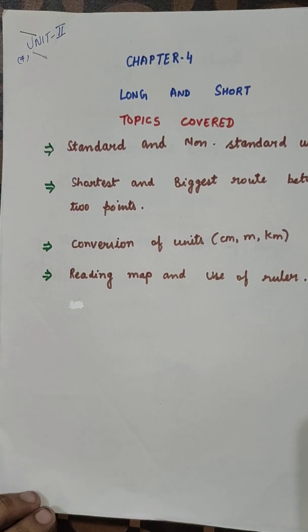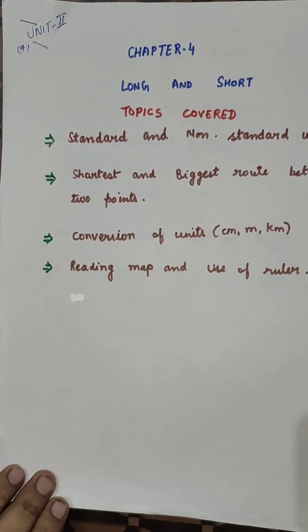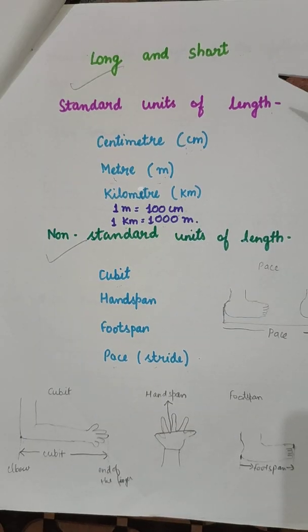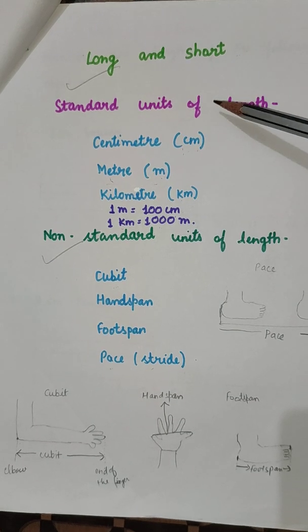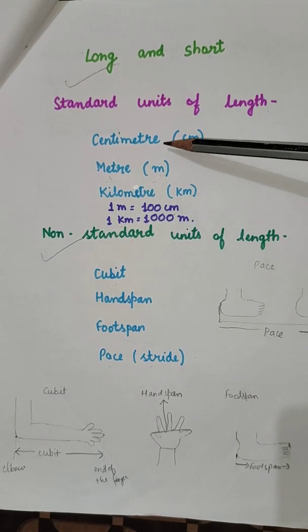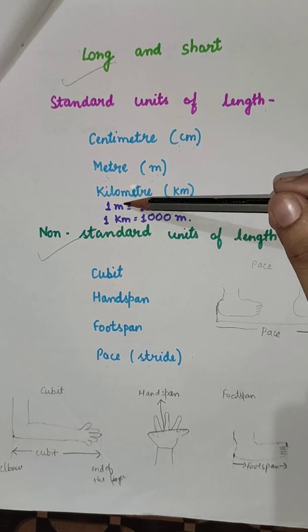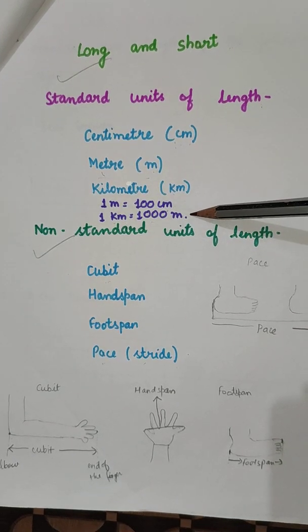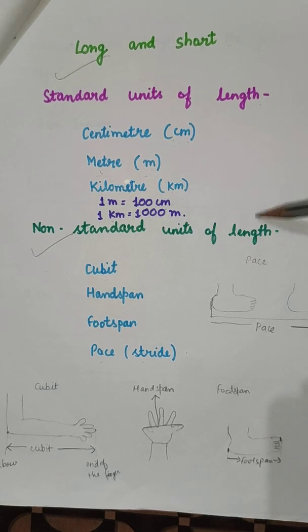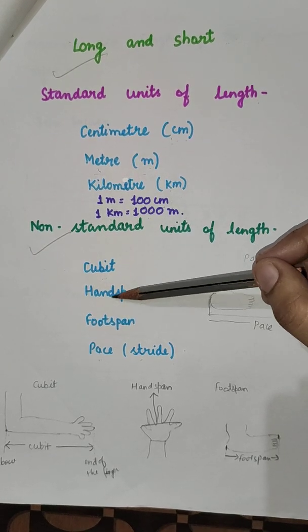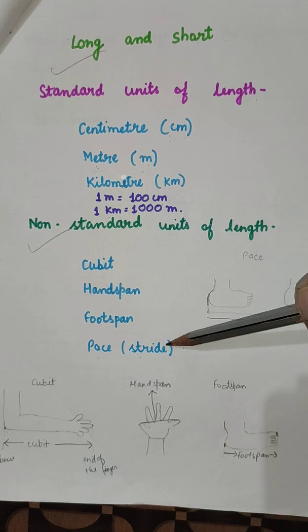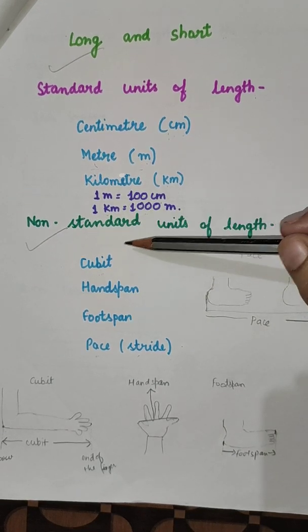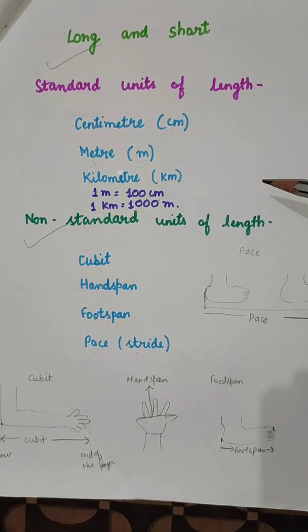Now the next chapter, chapter 4, long and short. In long and short, the standard units of length, which cannot be changed, are centimeter, meter and kilometer. 1 meter is equal to 100 centimeters and 1 kilometer is equal to 1000 meters. Non-standard units of length are cubit, hand span, foot span and pace, or you can say stride. So these are the non-standard units of length.